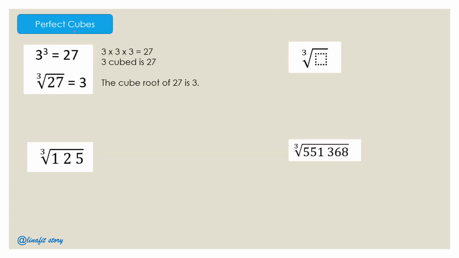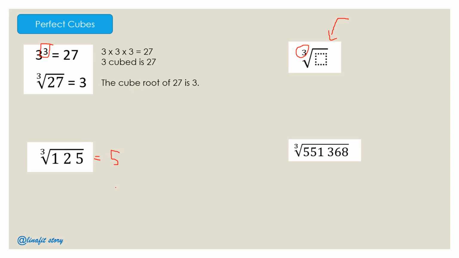A perfect cube is a number which is equal to the number multiplied by itself 3 times. For example, 3 cubed. 3 times 3 times 3. 3 cubed is 27. A cube root goes the other direction. 3 cubed is 27, so the cube root of 27 is 3. Now take a look at this one. This is the radical symbol with a little 3 to mean cube root. Now, how to find the cube root of 125? It's 5. Why? Because 5 cubed gives you 125.